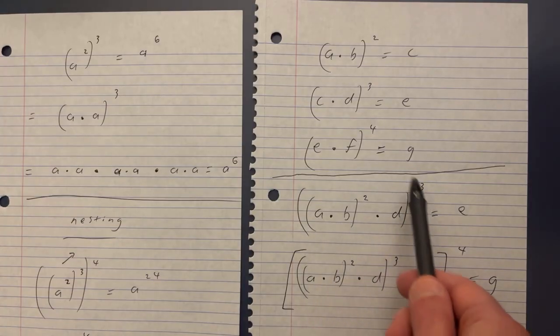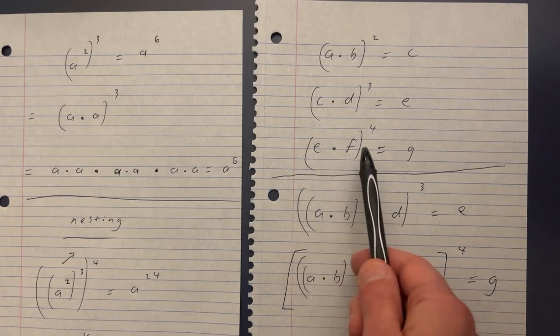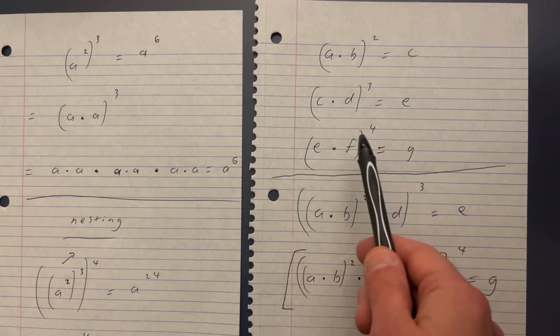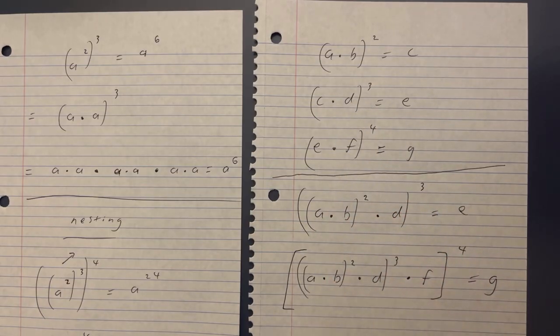And then that quantity will be cubed to get e. Then when we look at this function here of e times f, quantity to the fourth, to equal g, we can insert this whole function right here for e into that function. So we end up with a times b, quantity squared, times d, then that whole quantity cubed, and then times f, and then that whole quantity to the fourth power.